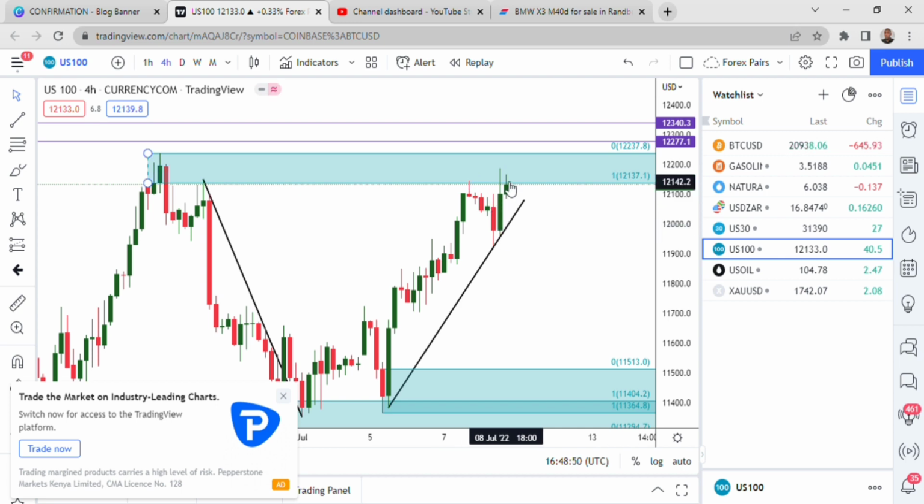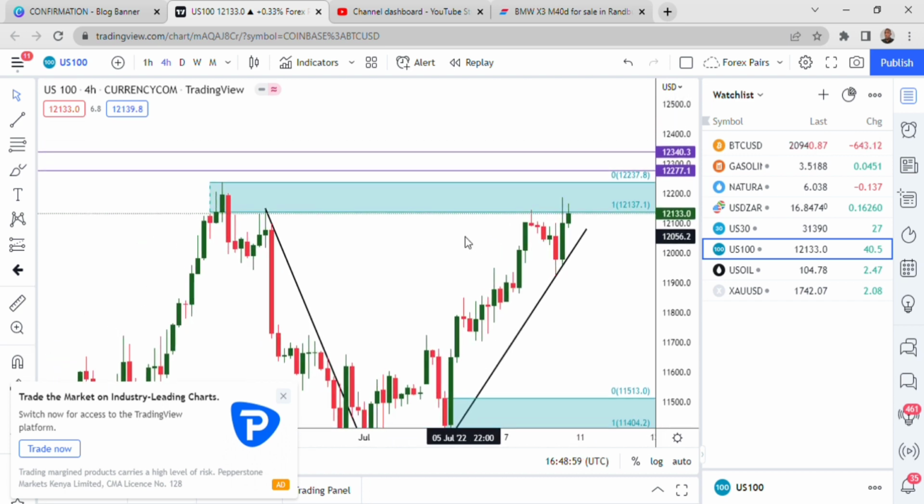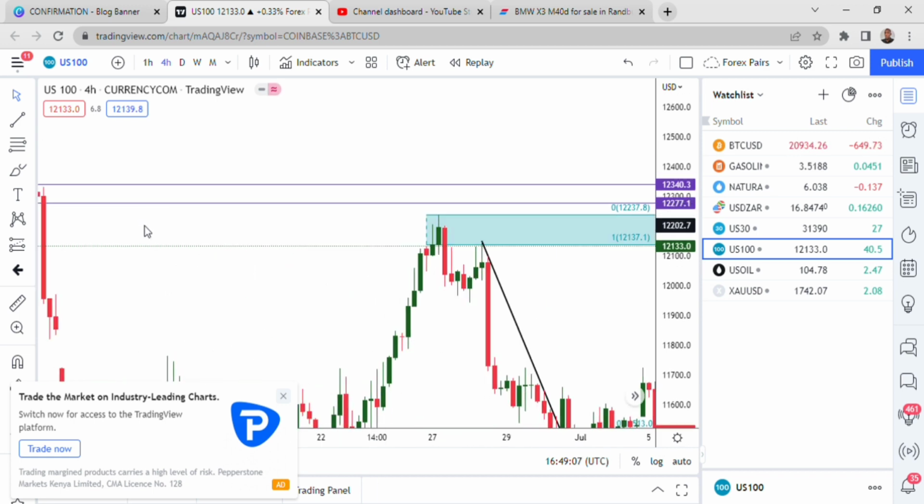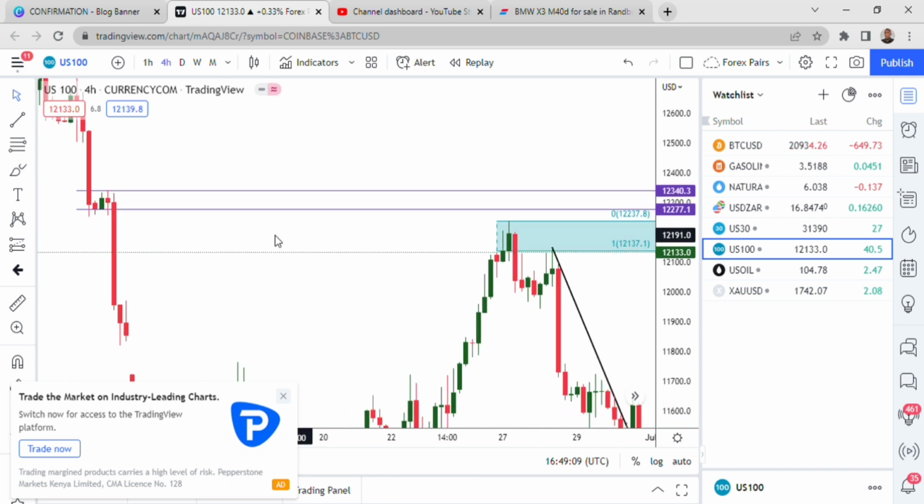Remember, the more a level is tested, the weaker it gets, and the higher the chances of it being broken. So that's what you need to be careful of. So if this H4 area of resistance gets broken, it means you need to move up and look for the next one, which is the one that I just marked with this small horizontal. This is the next area of resistance.